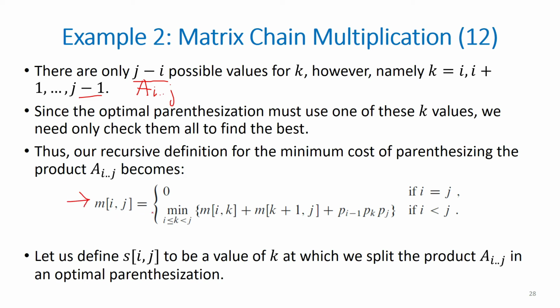When i is equal to j, that is when there is only one matrix, m of i,i would be equal to 0. Otherwise, when i is less than j, we have to calculate the previous equation for m of i,j for all possible k values, that is from i to j minus 1, and choose the minimum value as the cost. The value of k that returns the minimum cost is stored in another two-dimensional array at s of i,j.